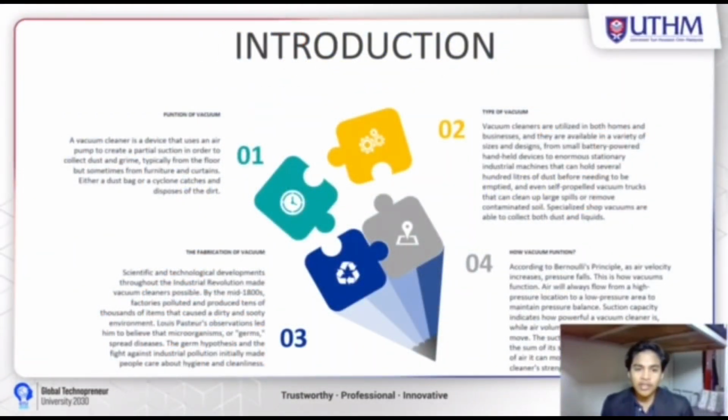In the introduction, we talk about the function of a vacuum. A vacuum cleaner is a device that uses an air pump to create a partial suction in order to collect dust and grime, typically from the floor but sometimes from furniture and curtains. Either a dust bag or a cyclone catches and disposes of the dirt.